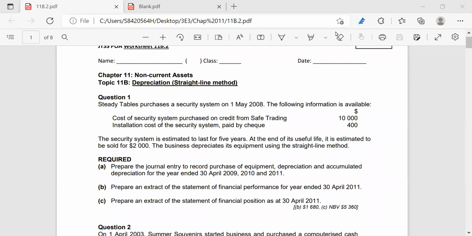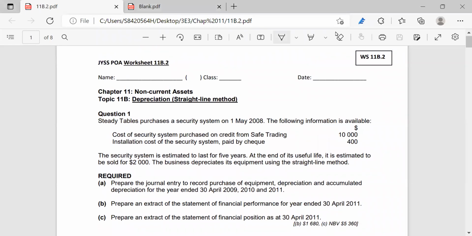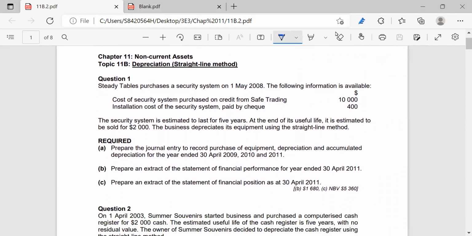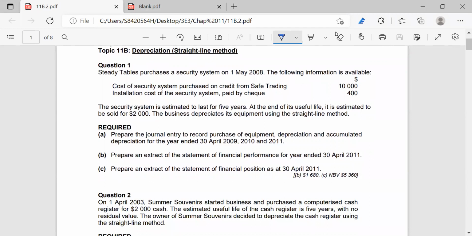Okay, so we are looking at 11B.2 today, and this is question 1. For question 1, they started off giving you the cost of your security system. This is on the very first day. So that's the cost price, and this is the installation cost. So what is the total cost, right?